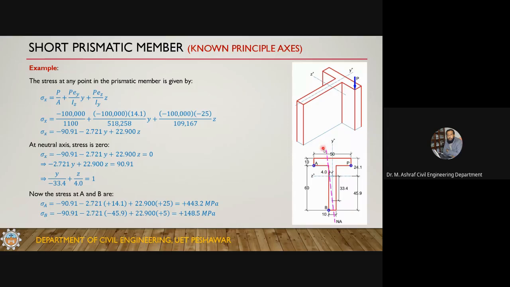So on one side of this neutral axis there will be positive stress, on the other side of the neutral axis there will be negative stress. Since the load is applied here and the load is compressive, on this side there will be compressive stresses and on this side there will be tensile stress, and we will see this.